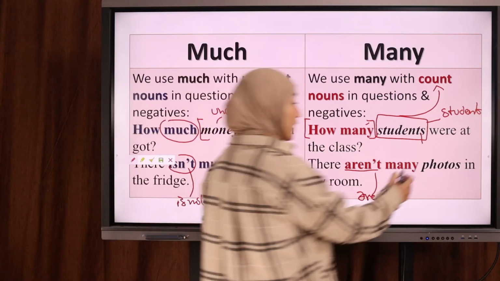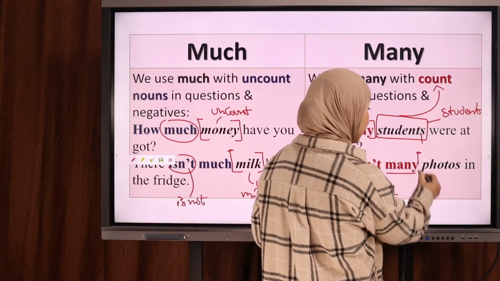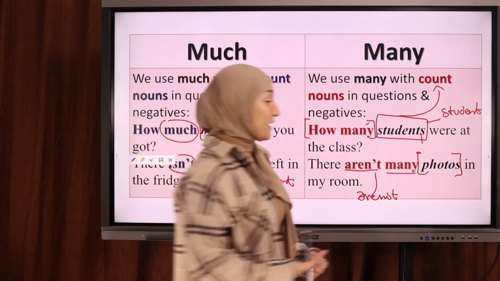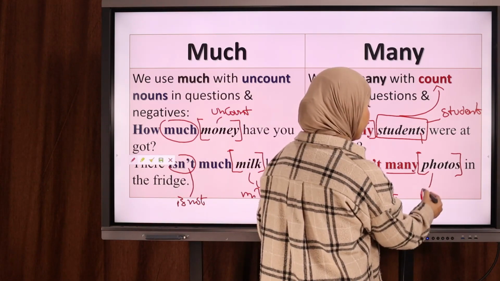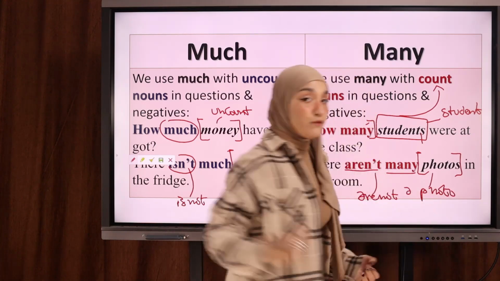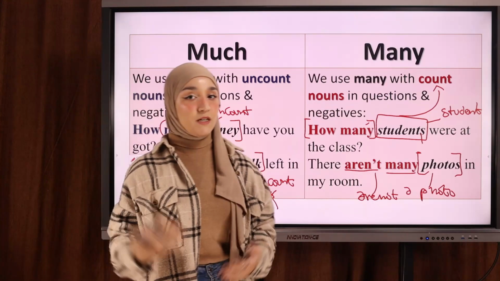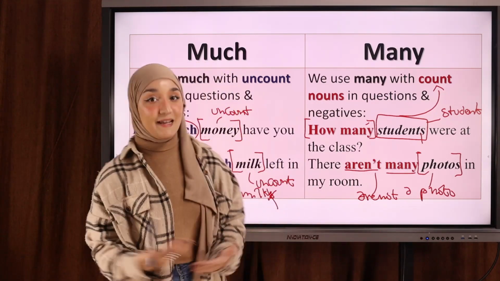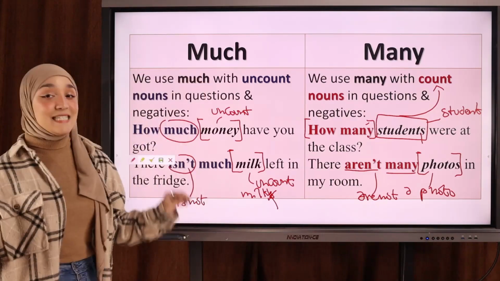So here I'm using many, أستعمل many because photos, لأن photos هي من الأشياء القابلة للعد. Okay? I can say one photo, صورة واحدة, or a photo. One photo, صورة, 4 photos, 4 صور, 5 photos, 5 صور, etc. Okay? So, this is the difference.